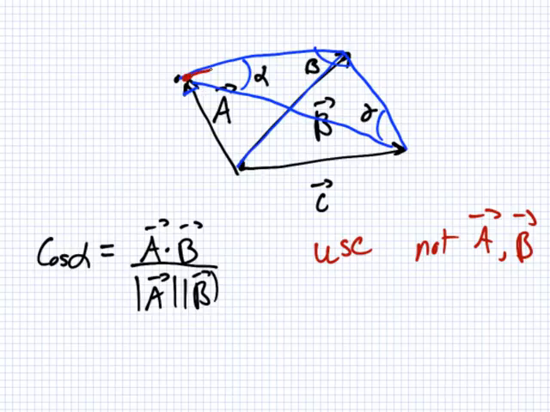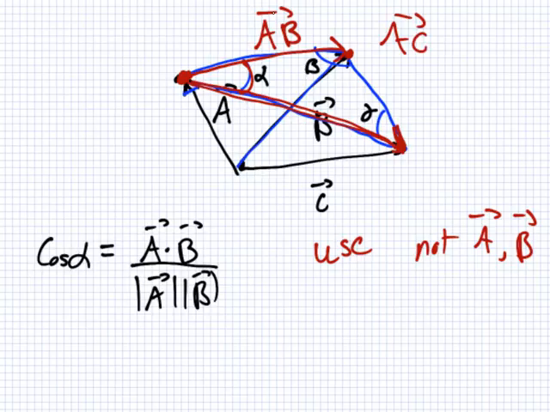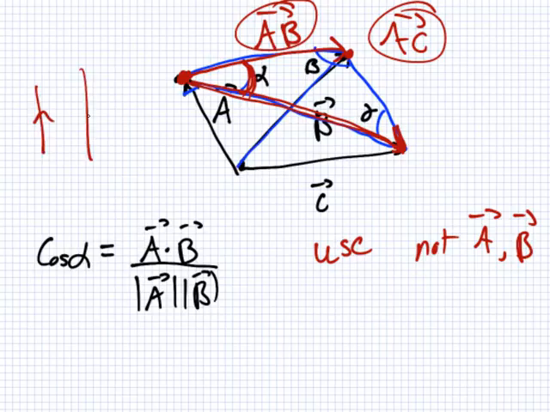You want to use this vector and that vector to get that angle. And this vector is AB, because it's from A to B. And this vector is AC. So you need to use these two vectors to get this angle. And no, there's no parallels here. You know there's no parallels because when I want them to be parallel, I do this.